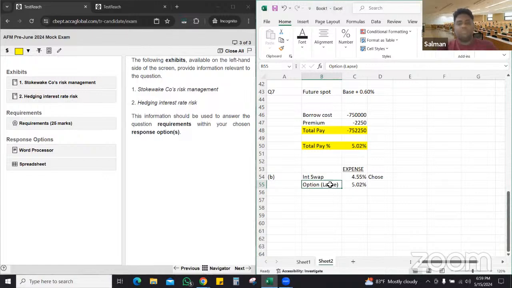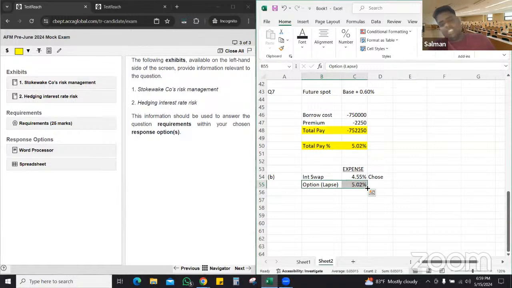But with an interest rate swap, there is no such thing. Depending on the movement of the future market rate, if things go bad for us from the interest rate swap, we don't have any choice. We are contracting with another party, swapping the interest rate variables. So that's the advantage of option and disadvantage of swap.